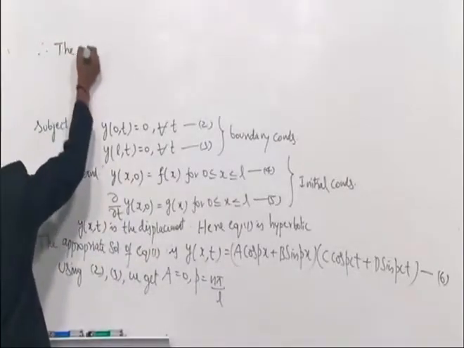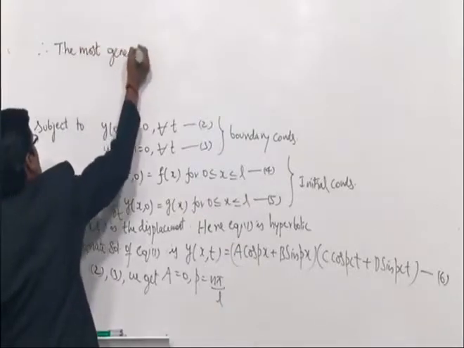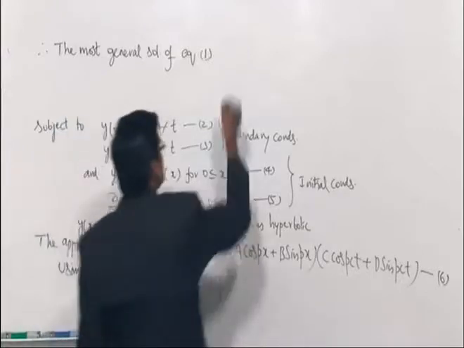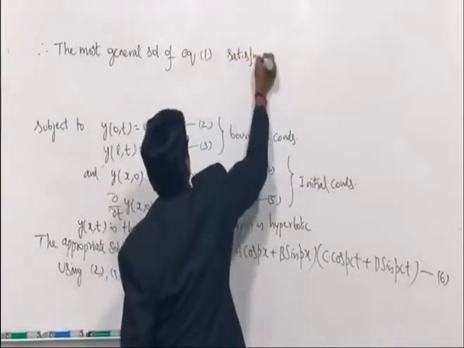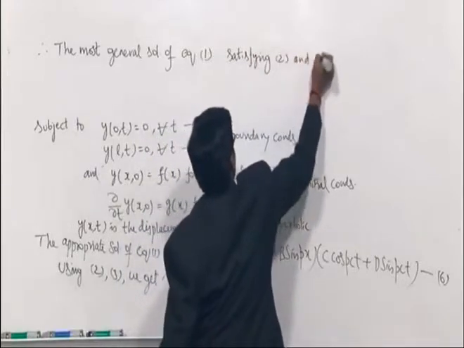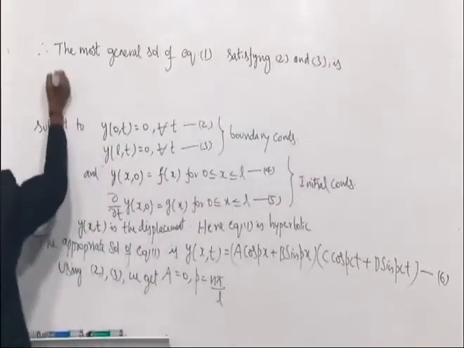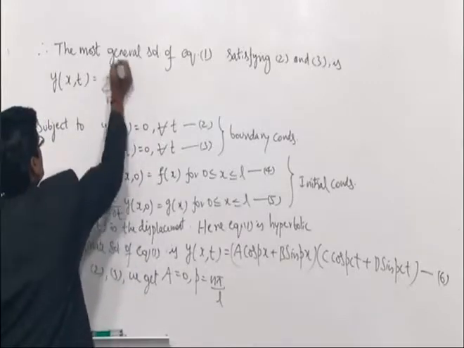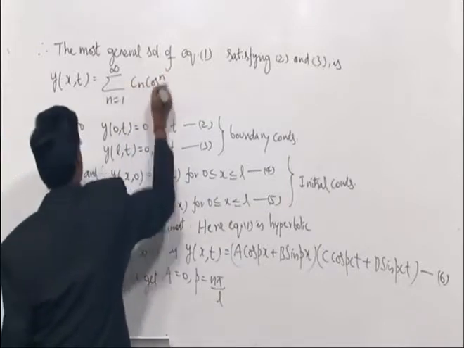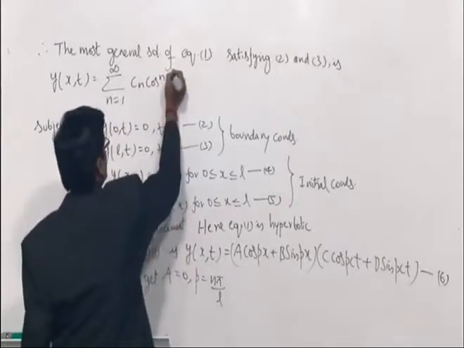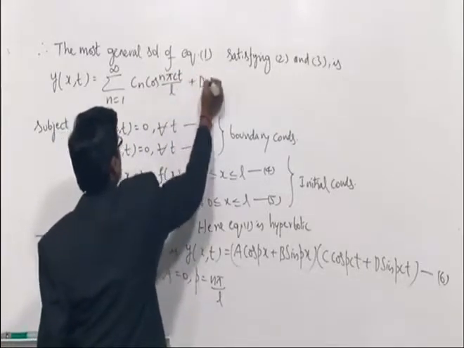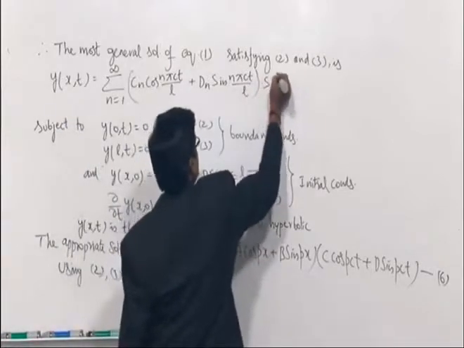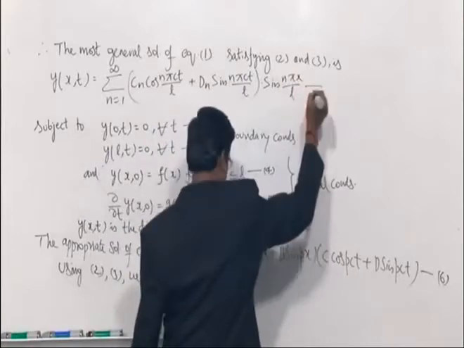Therefore, the most general solution of equation 1 satisfying 2 and 3 is, this is a very important step, y of x comma t is equal to summation n is equal to 1 to infinity, (Cn cos n pi ct by L plus Dn sin n pi ct by L) into sin n pi x by L. This is equation 7.